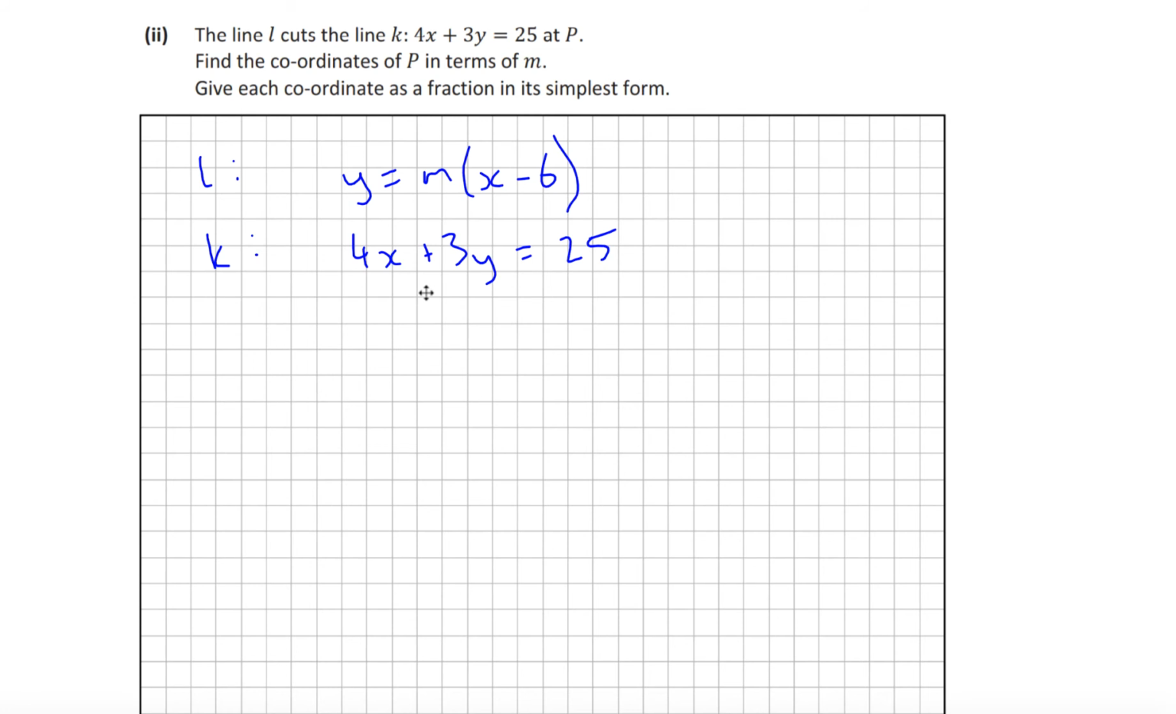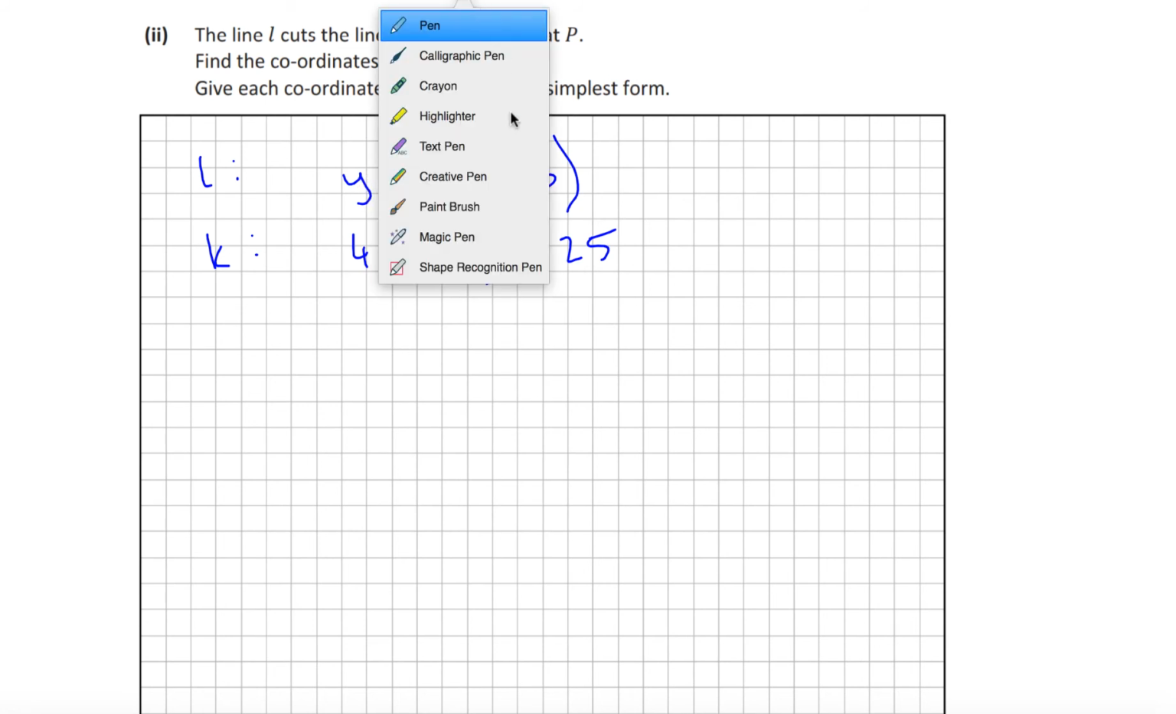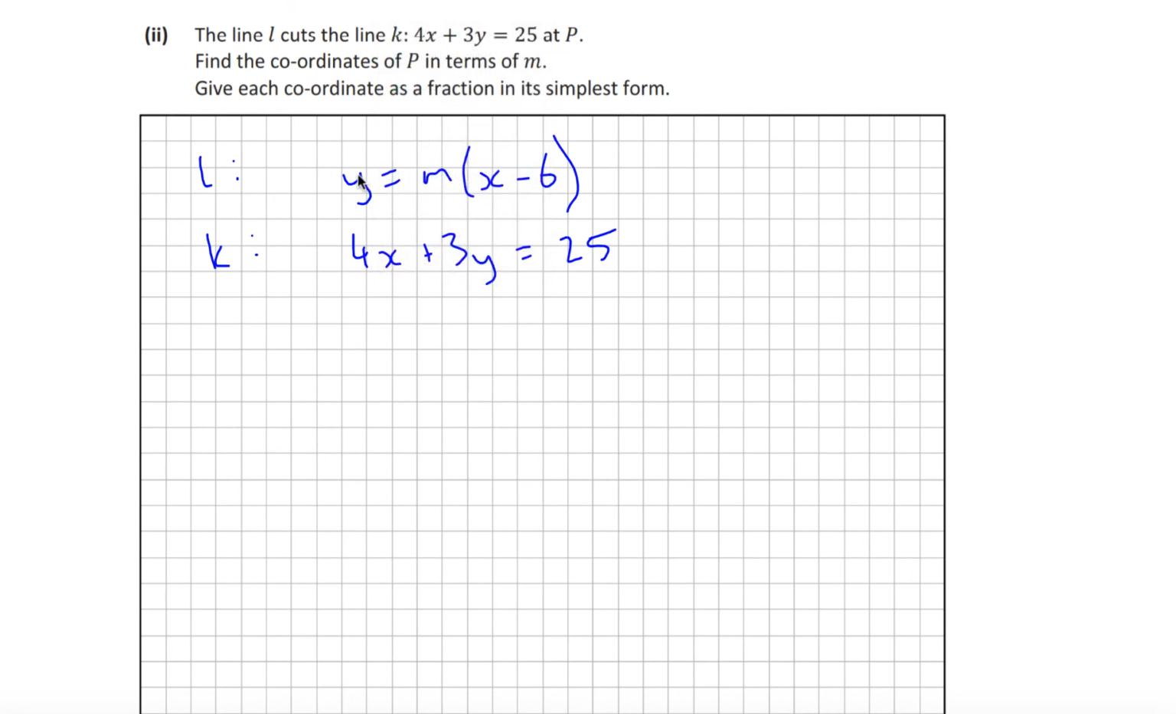Now you could do this by elimination or by substitution. Because we've got m's involved, I'm going to do this by substitution, because this first line here already has y as the subject. So I'm going to sub this value here. Basically, this y, I'm going to put in here to this equation. So instead of the y, I'm going to put in m bracket x minus 6. So that's going to help me find one of the values in terms of m. Remember, m is allowed to be in my coordinates.